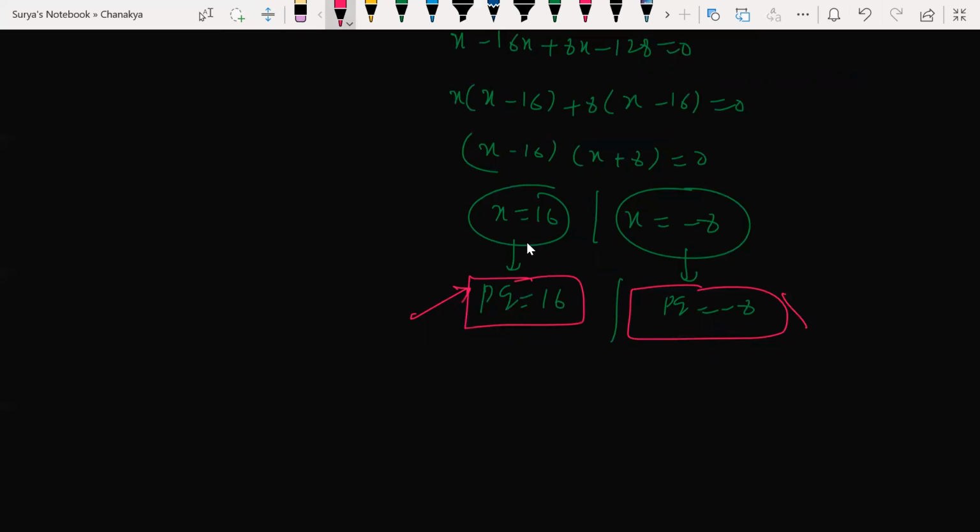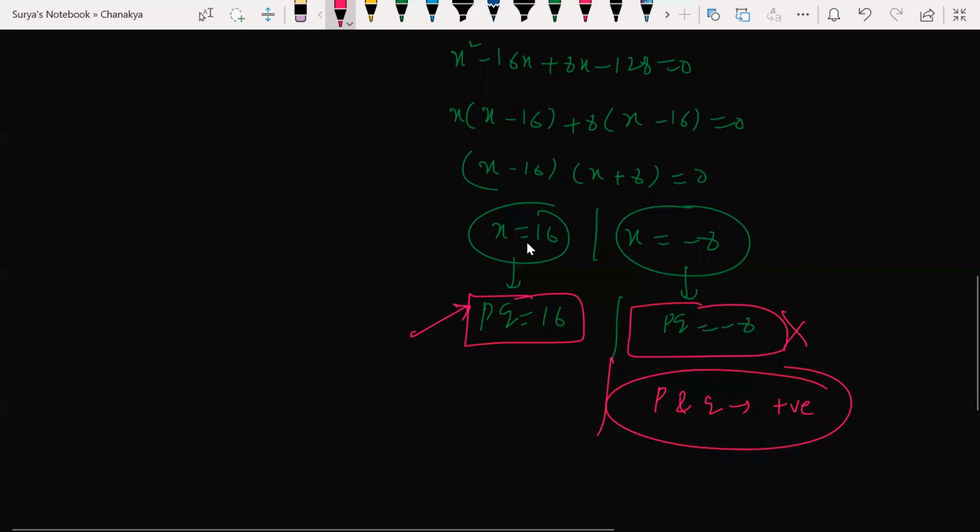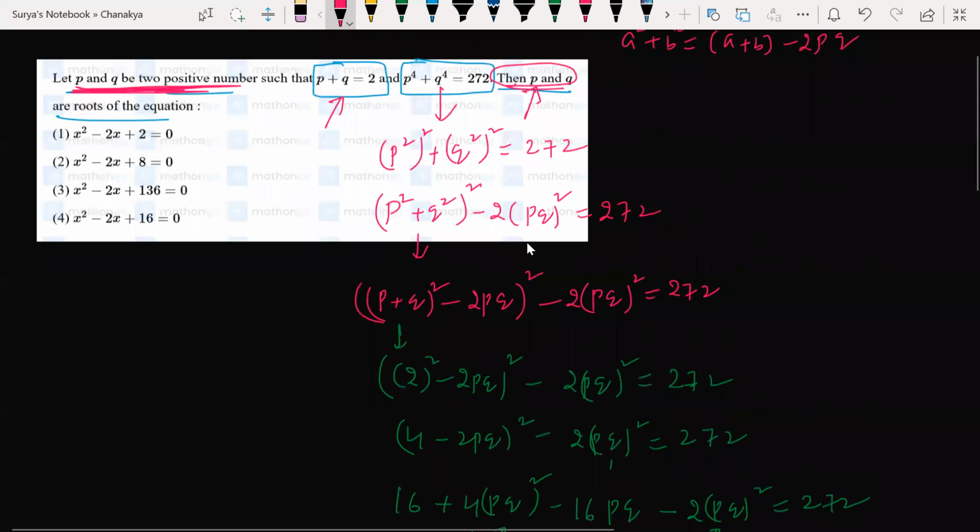It can't be this one. Why? Because he has given that p and q must be positive. That is what he has given here. So pq can't be minus 8. So I got the pq value as 16. pq is nothing but what, beta? Where you have 16, check it. Option D is correct.